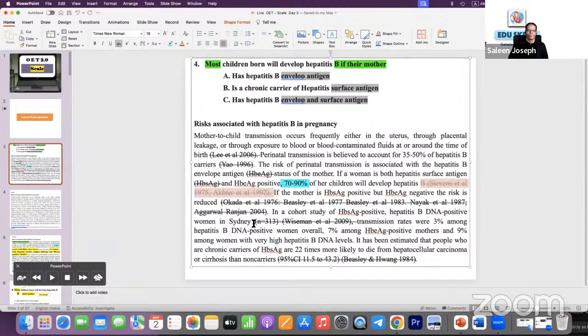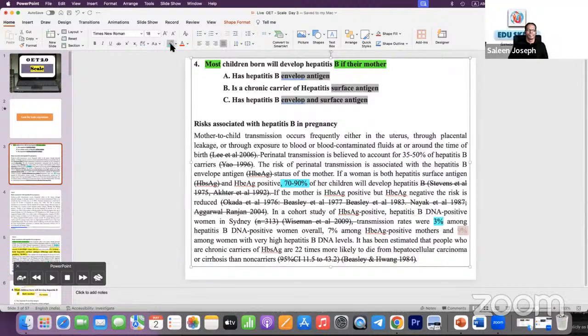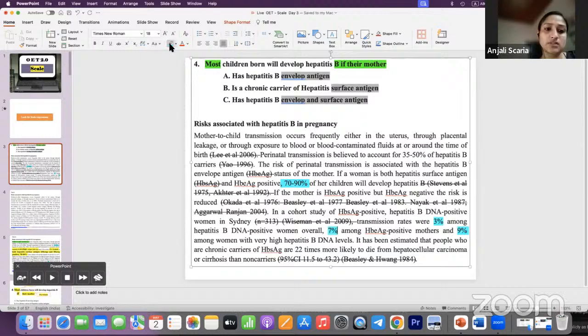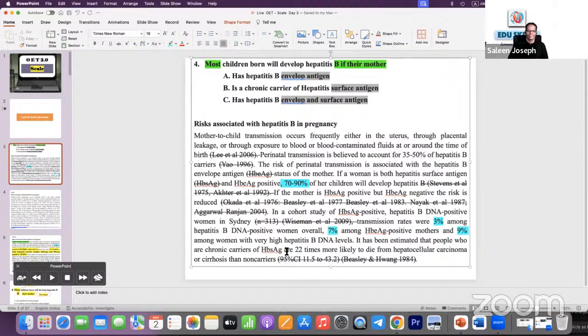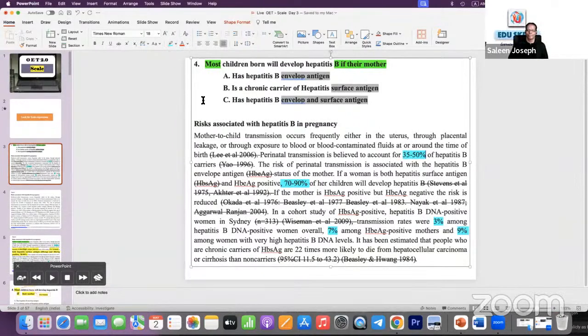Percentages. Just type in the chat box. 35 to 50%, 7%, 35 to 50. Percentage. Is there anything left?